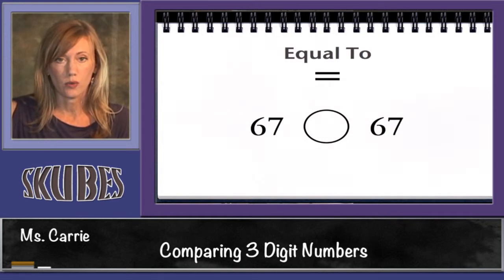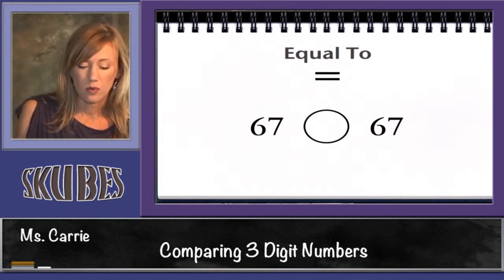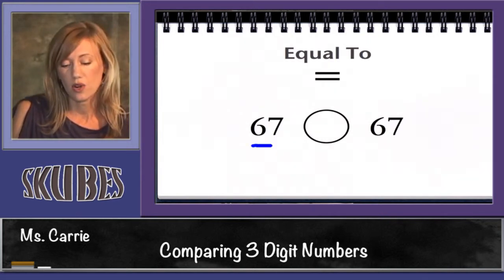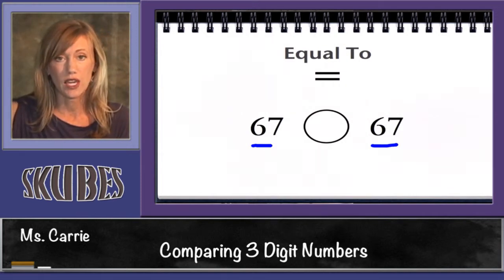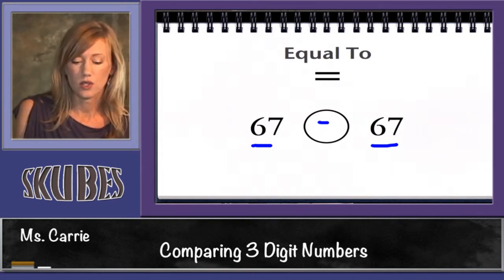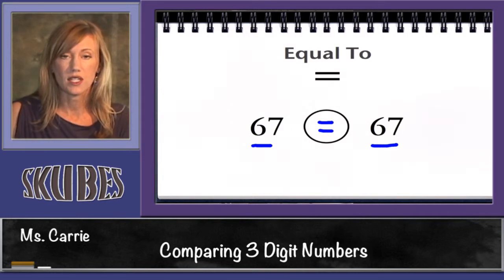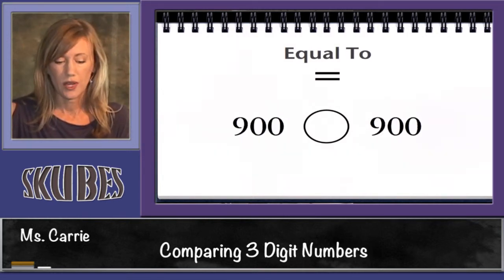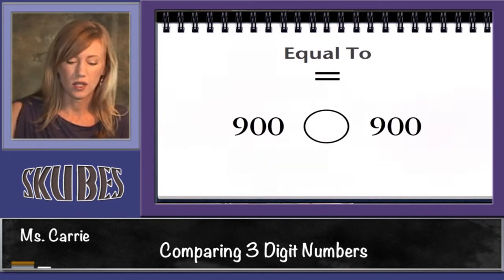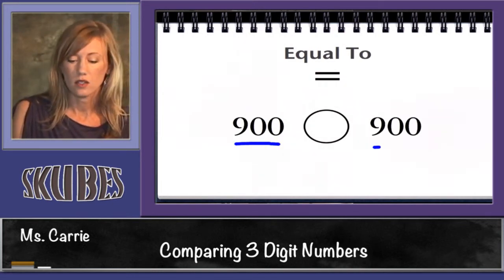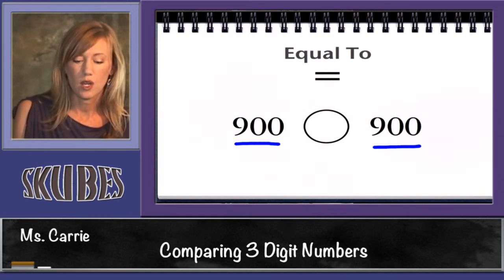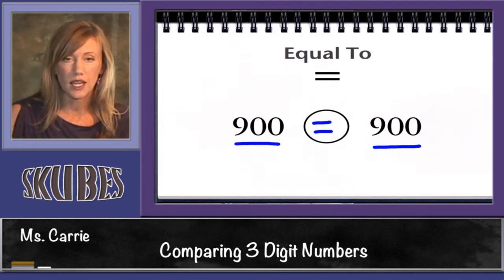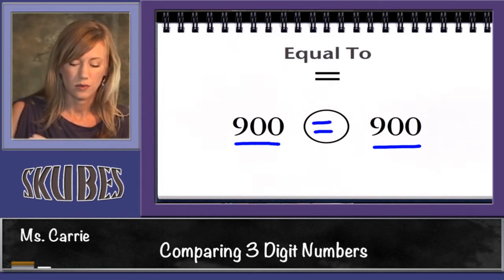Here we have equal, and equal is easy. When the number on this side and the number on this side are the same, they're equal. And this is our symbol for equal. These numbers are the same. If we have 900 and 900, same thing again. These are the same numbers, they're worth the same. So we're going to say 900 is equal to 900.